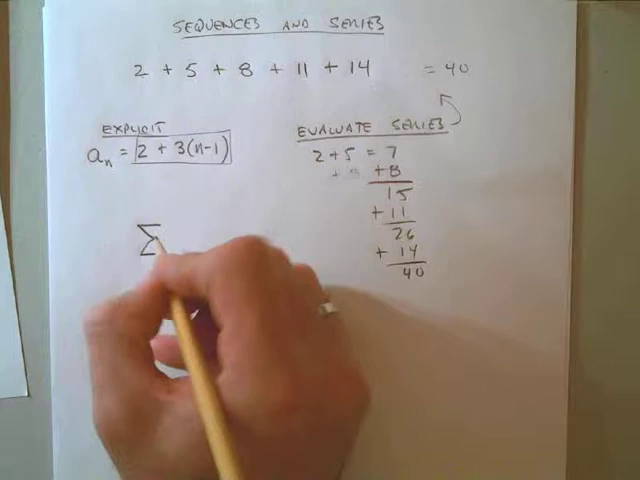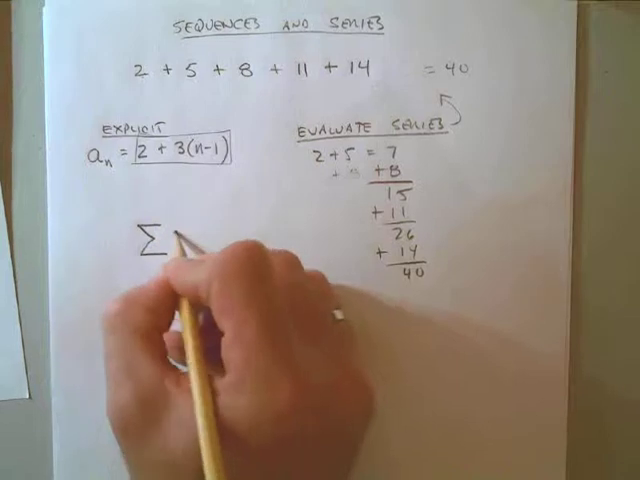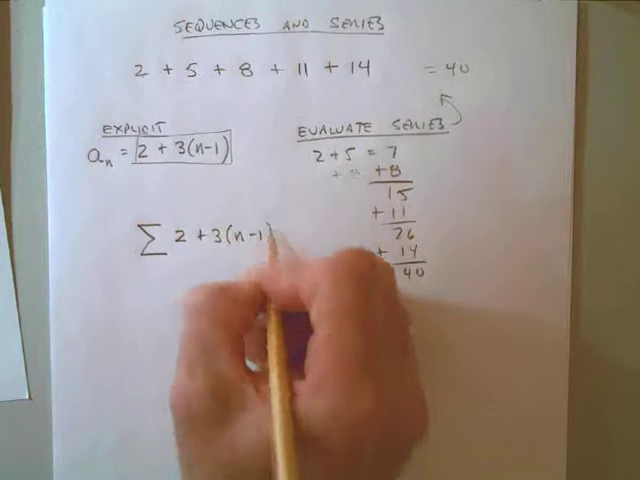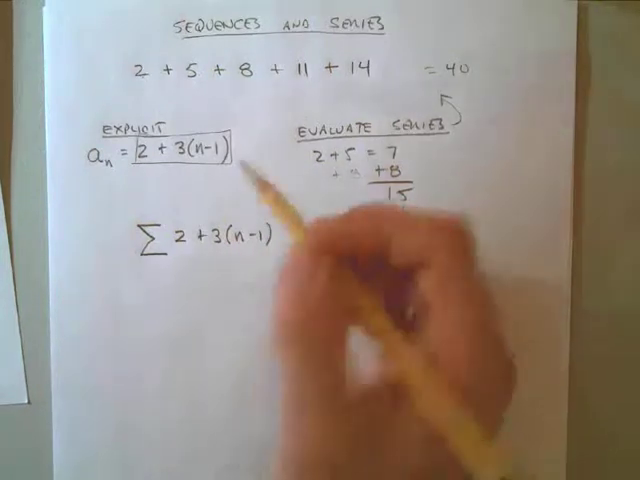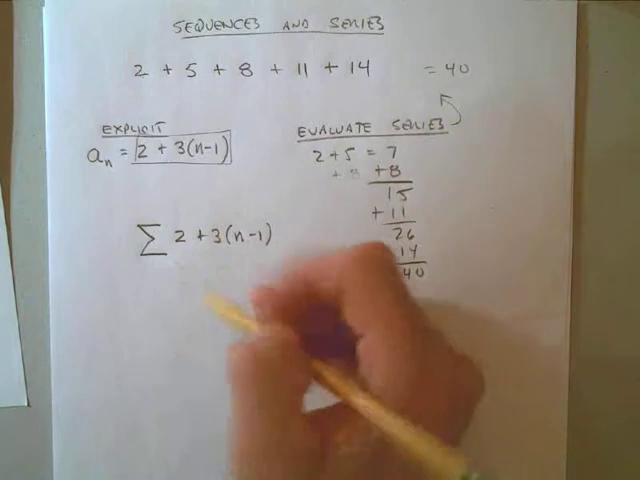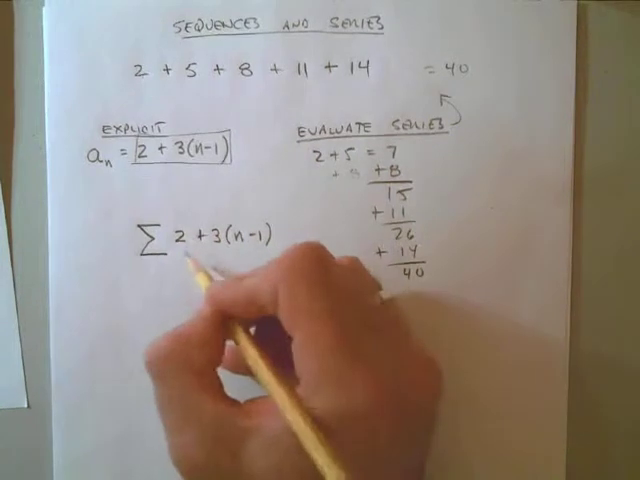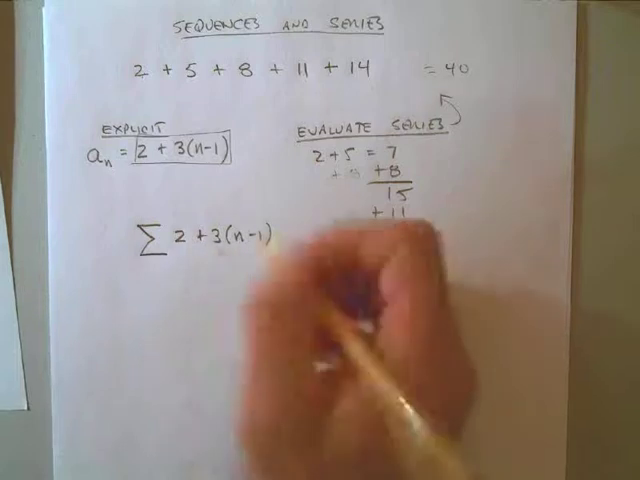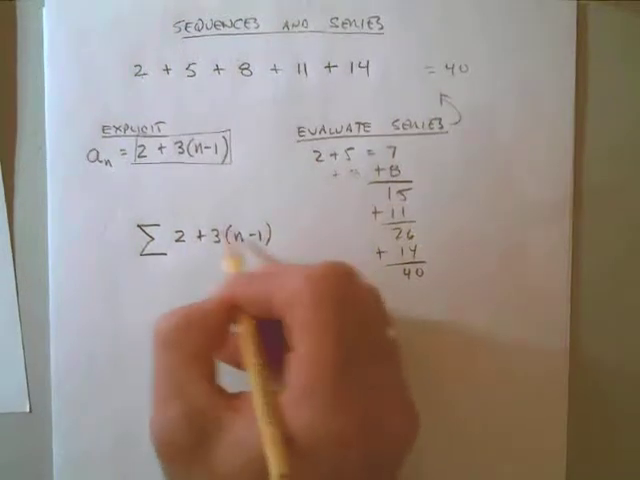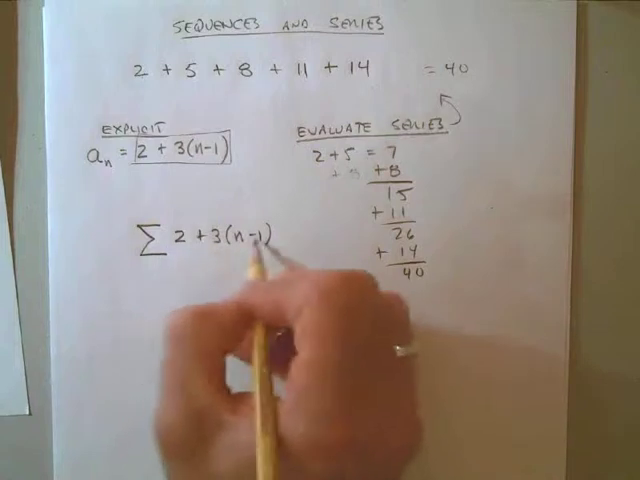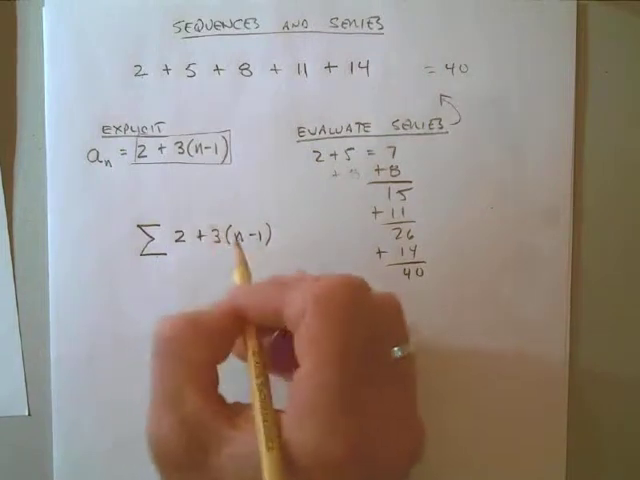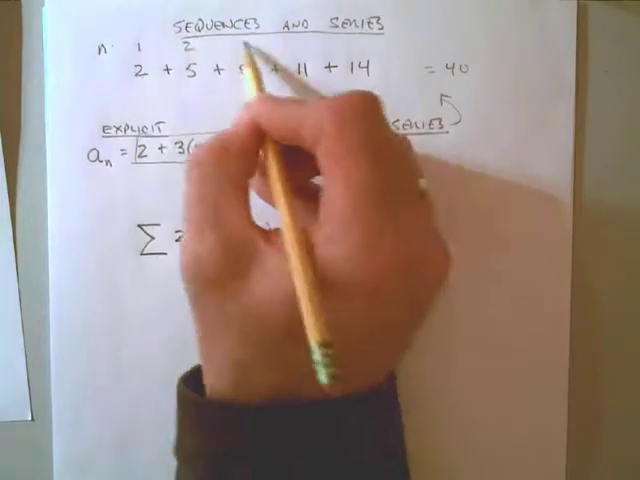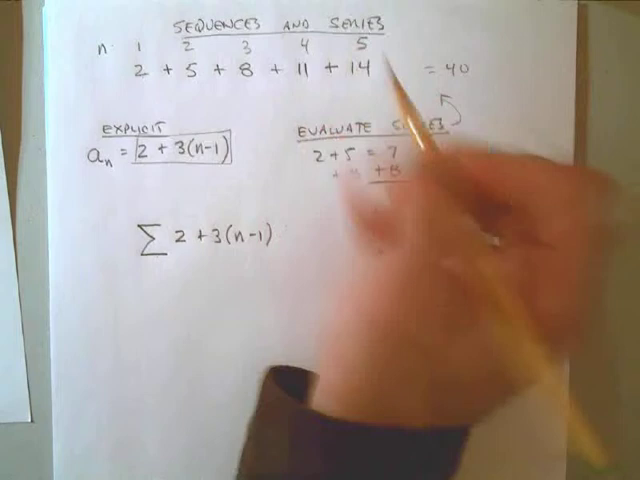So we could write the sum of 2 plus 3 times n minus 1, and so far this math notation is telling us we're going to add up all the numbers that are represented by this equation. Now the problem is we don't know how many terms this equation is supposed to represent. So let's count them up. We have n is 1, 2, 3, 4, 5.